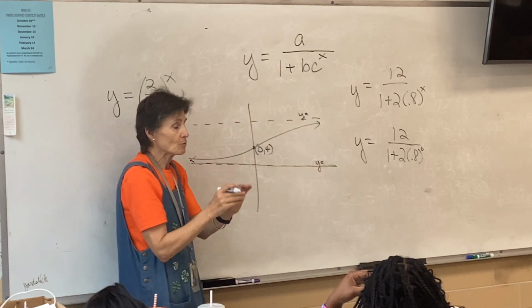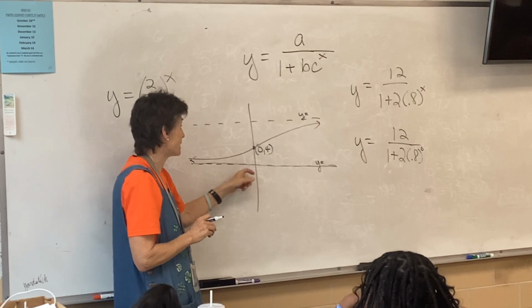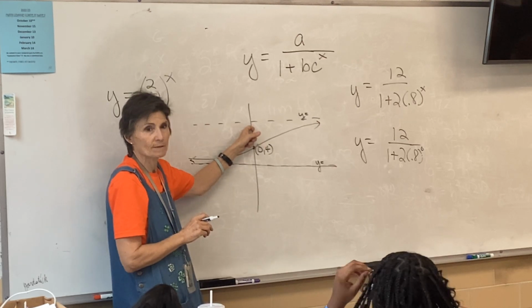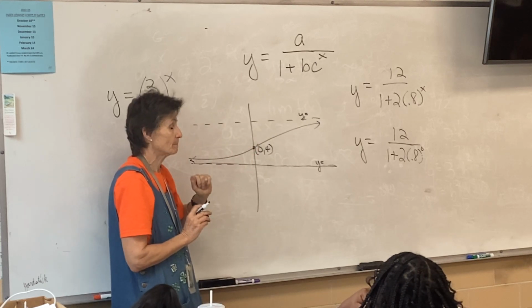Now, please understand, the y-intercept will not necessarily be halfway between your asymptotes, okay? It is where it is. In this case, it's at 4.